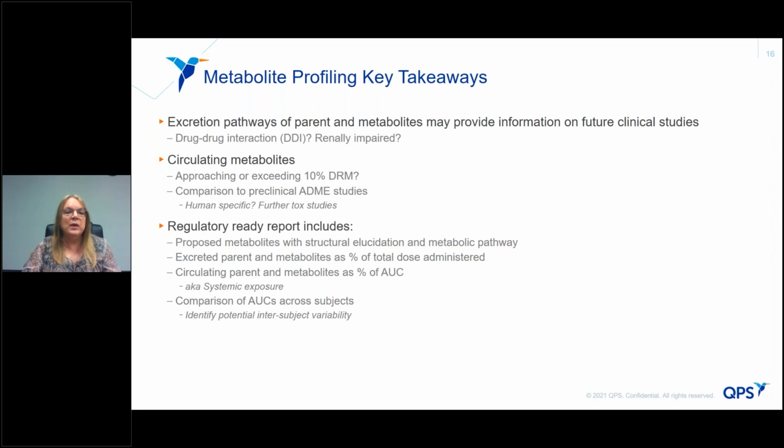The regulatory ready report includes proposed metabolites with structural elucidation and metabolic pathway, the excreted parent and metabolites as % of total dose administered, circulating parent and metabolite as % of AUC, which is also known as systemic exposure, and then the comparison of the AUCs across subjects, which may or may not identify potential inter-subject variability.